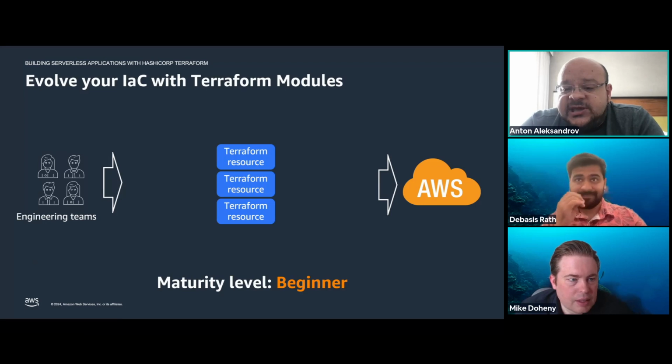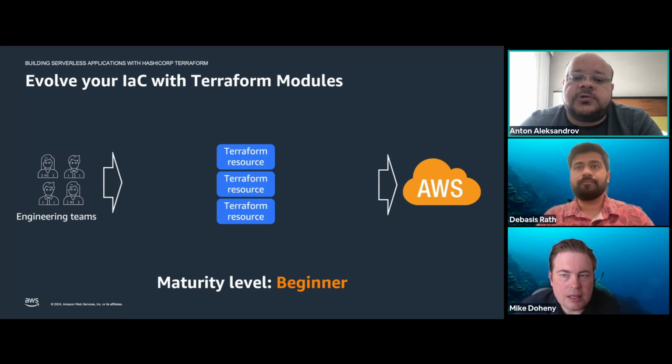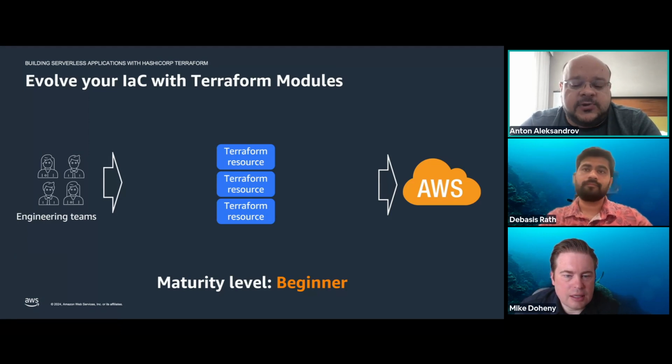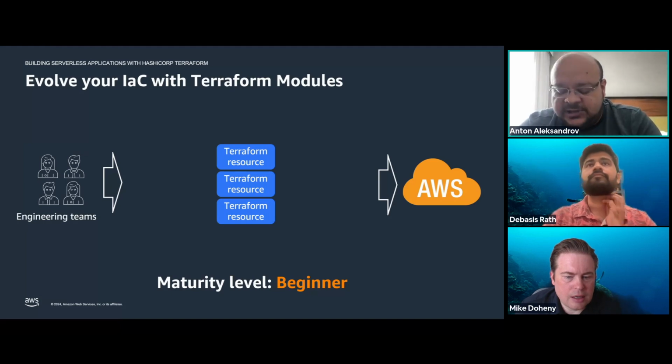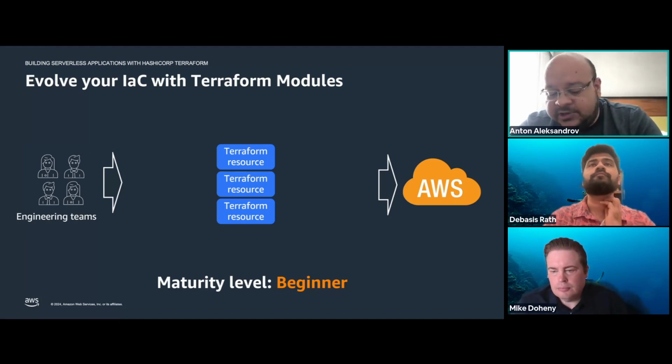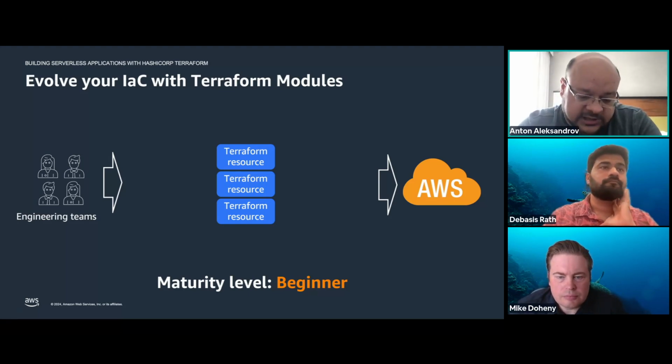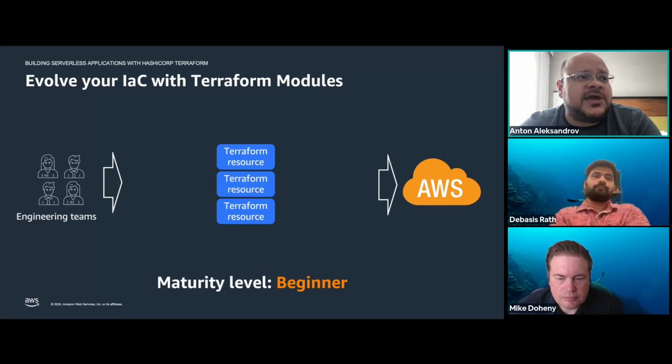Now, we see customers modularizing their code. It's a journey, right? And we see it as something that happens over time, although realistically quite fast. So we see that when customers start onboarding Terraform, they would just create Terraform resources, like you saw before. This is how you create an S3 bucket. This is how you create a Lambda function. So when you're a beginner, you're going to be writing that main.tf file with Terraform resources.